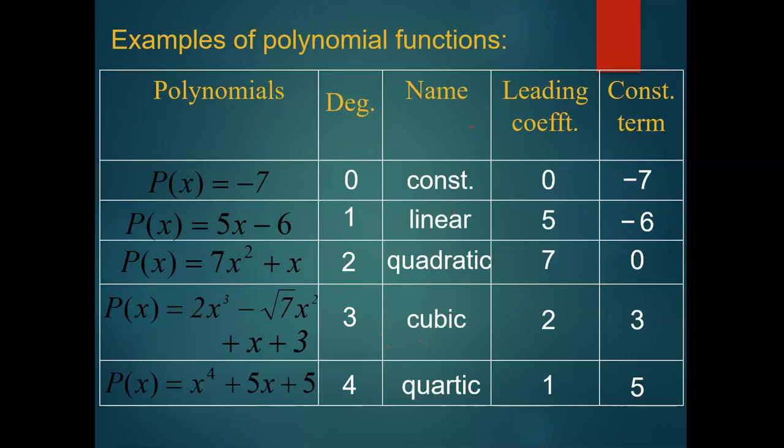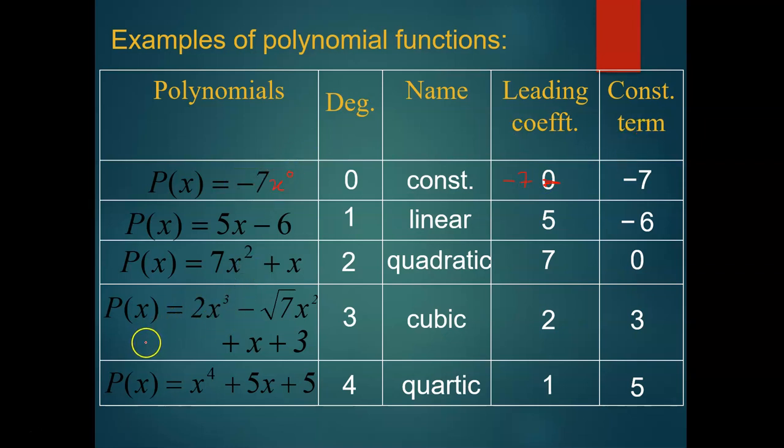So these are examples of polynomials. You can look through here. This one, P(x) equals negative 7, is degree 0, because here is x power 0. So degree 0, constant. This is a constant function. The leading coefficient is the coefficient of the highest power of x, so in this case it is negative 7. The constant term is negative 7.